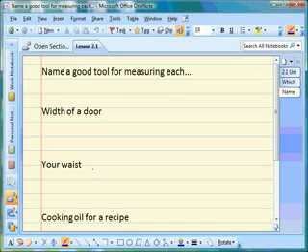Secondly, we talked about if you were measuring your waist. Your waist is round, so you'd want to use something that would go around you, like a tape measure. A ruler wouldn't be the best option. However, you could put a string around you, measure that way, and then put the string on a yardstick to measure the distance around you. And then lastly, we talked about cooking oil for a recipe. How would we measure cooking oil for a recipe? For a recipe, you'd probably want a teaspoon or a tablespoon or a measuring cup of some sort, something to pour a liquid into to measure it.